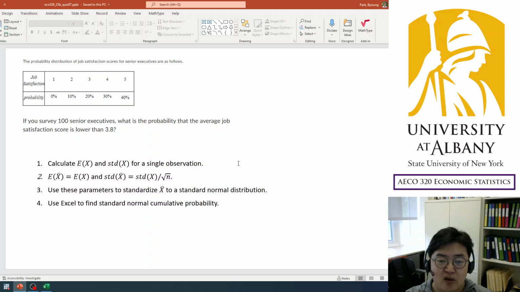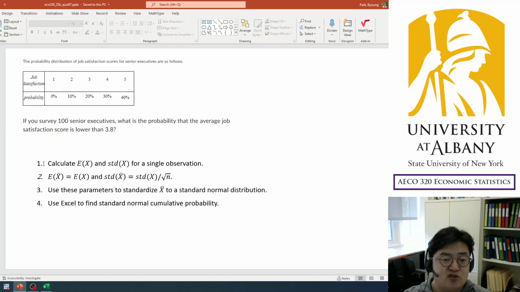Okay, in sum, we are going to follow these steps. First, we will calculate the mean and the standard deviation for a single executive. First step. And second step, we are going to transform these single observation's mean and standard deviation into sample average's mean and standard deviation, using the formula we used earlier. Okay, and then using them as parameters for normal distribution, we are going to standardize X bar, the distribution of sample average, to a standard normal distribution, and then finally use calculator to find standard normal distribution probability. Okay, these basic steps are common to all the following questions.